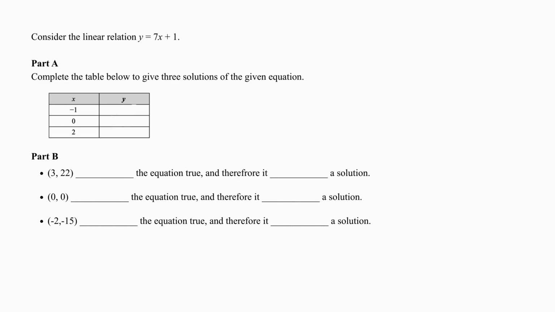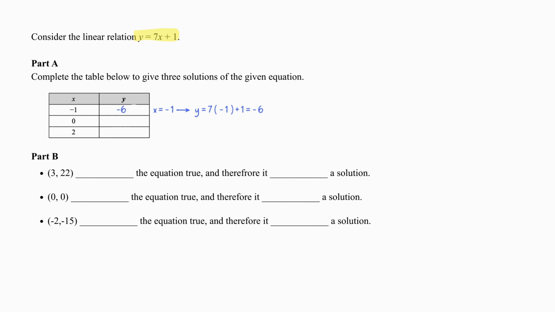Let's take a look at how we check if a point is a solution to a linear relation. Our rule today is y equals 7x plus 1. To find the y values, we plug the x value into the equation. When x equals -1, y equals 7 times -1 plus 1.